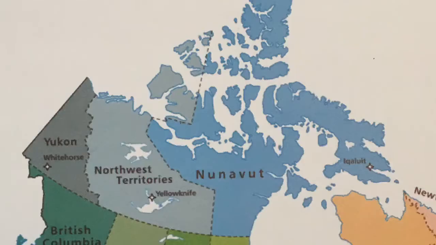In the north, we have Yukon, Northwest Territories, and Nunavut. These three are the territories in Canada. Yukon, Northwest Territories, and Nunavut. Can you see these on your map? The colors are blue.